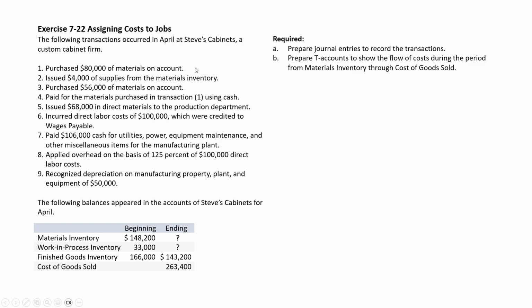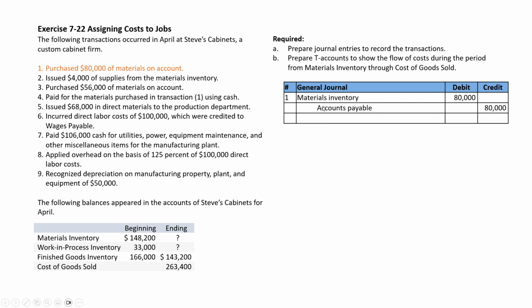Our starting point is number one, where we purchased $80,000 of material on account. And hopefully you recall your rules of debits and credits. For this journal entry, I'm first going to debit materials inventory, which is an asset account. In your intro managerial accounting class, you probably used raw material instead, but it's the same account. We can't credit cash because we're not paying cash. It says we're buying on account, so we're going to credit the liability account, accounts payable.